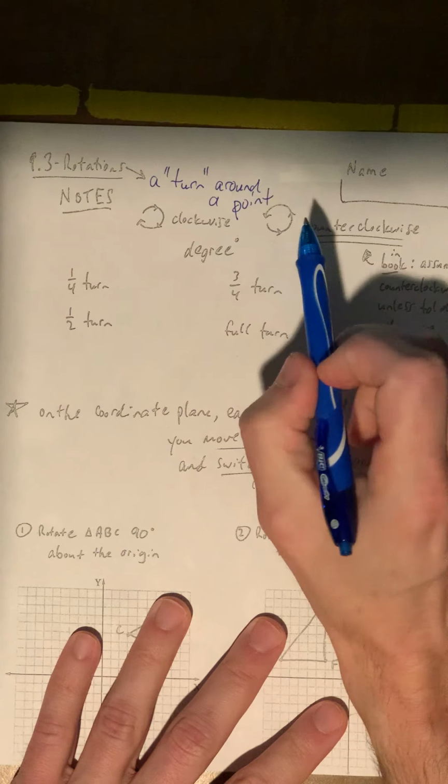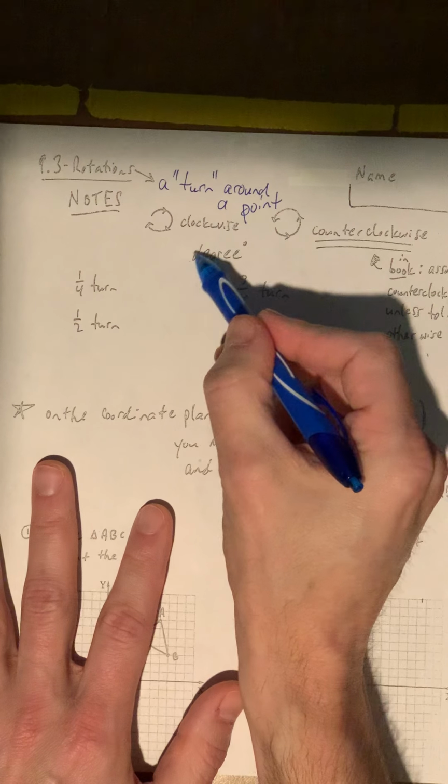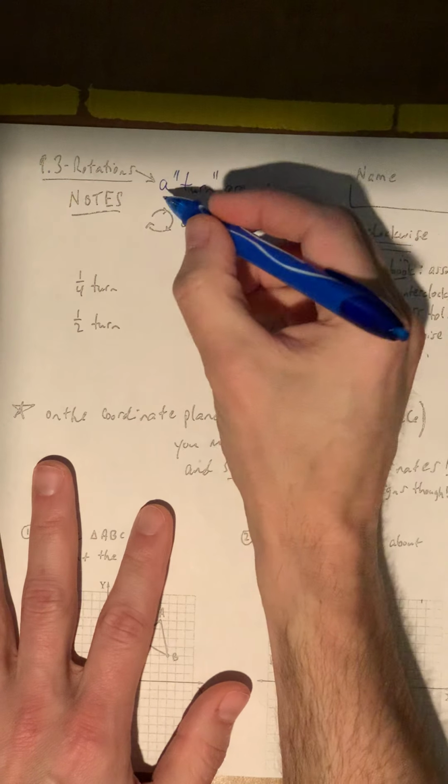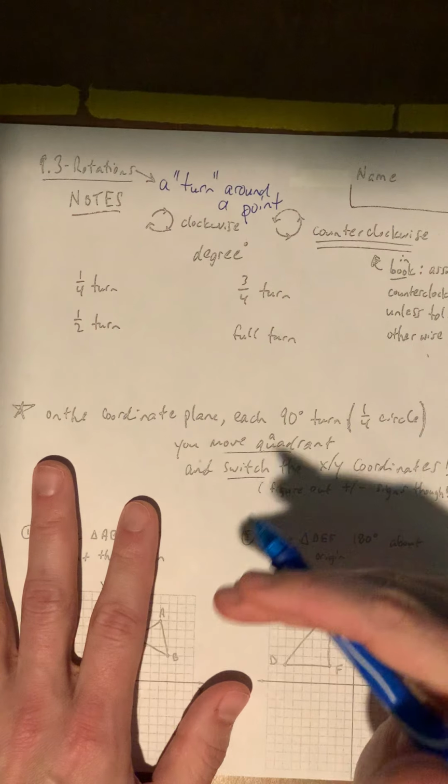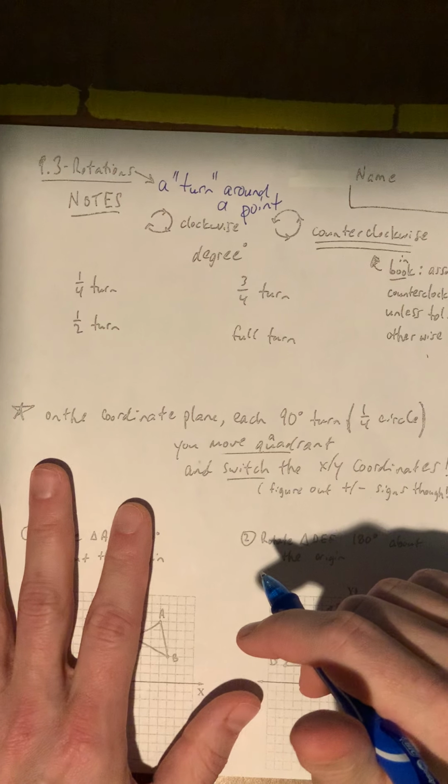Now, there's two things you need when you're going to rotate. You need to know what direction you're going, either clockwise or counterclockwise. And you need to know how far to turn it, which is the number of degrees, okay? So you need those two things to know how to rotate or turn it.